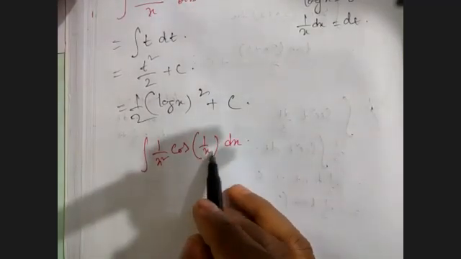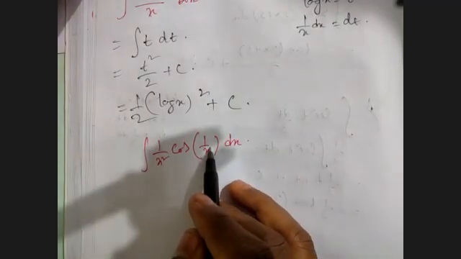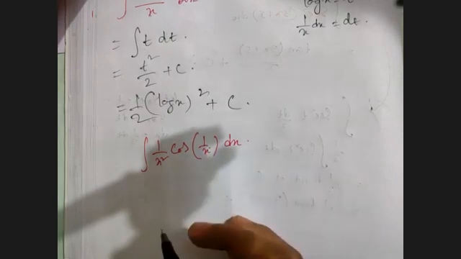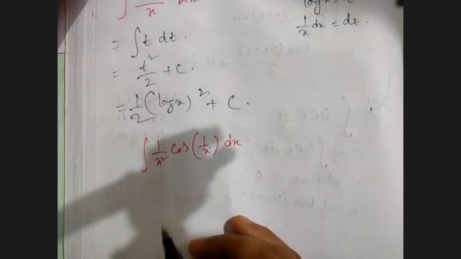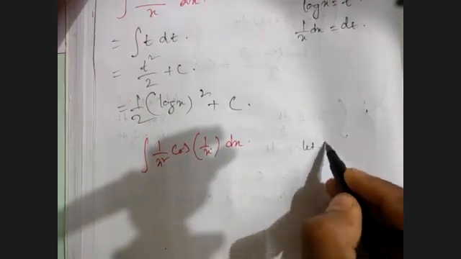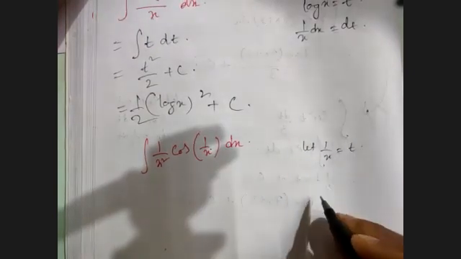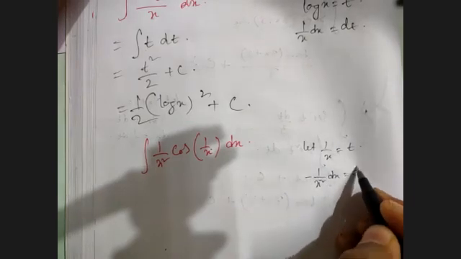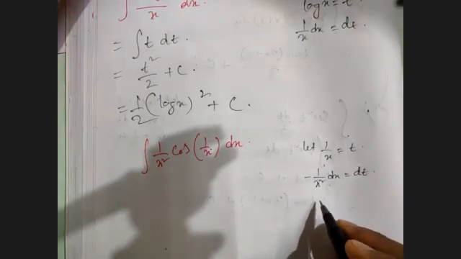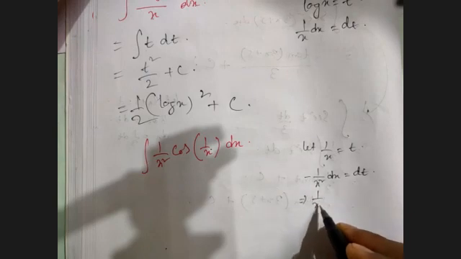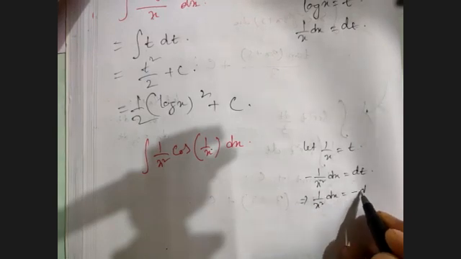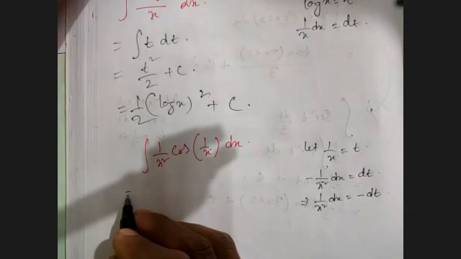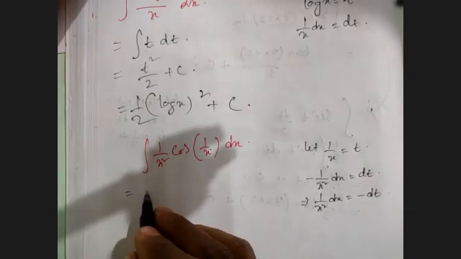Check. If you differentiate 1 by x, what will you get here? Minus 1 by x square. So let 1 by x equal t. Therefore, minus 1 by x square dx equals dt. That is, 1 by x square dx equals minus dt. Now, if you replace, what will you get?